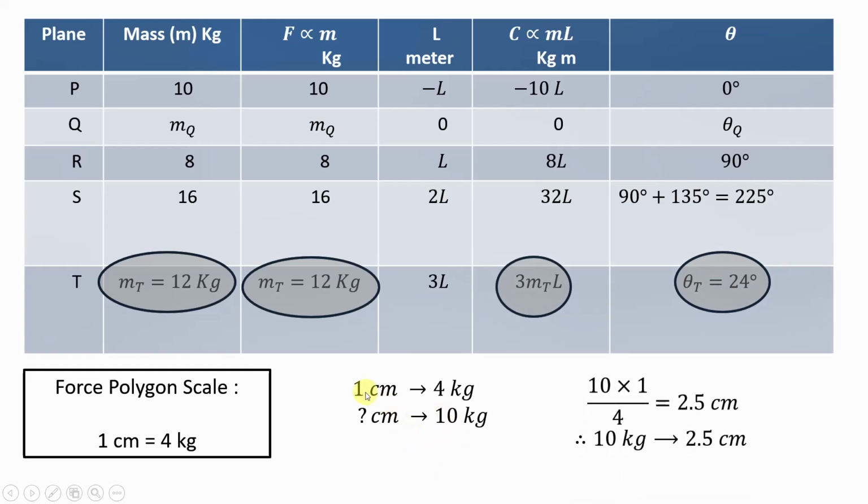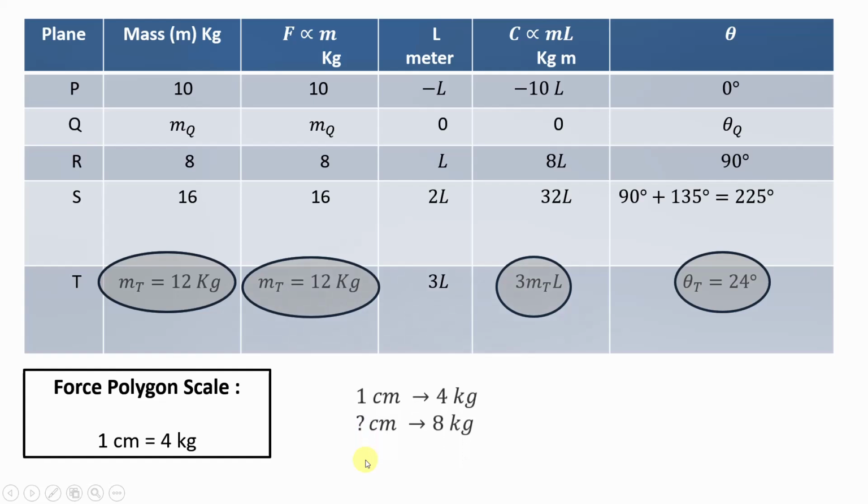So it will be 10 into 1 divided by 4, that is 2.5 centimeter. So on our force polygon, this will represent 2.5 centimeter. This is unknown. So let us consider this 8 kg mass. Again, 1 centimeter represents 4 kg. You can assume any value over here.